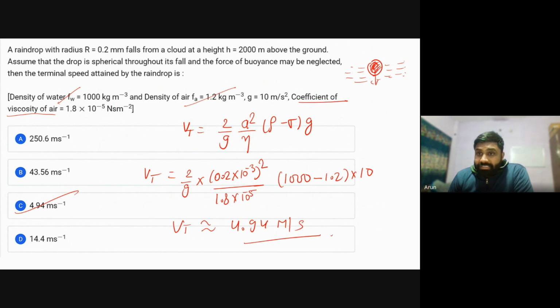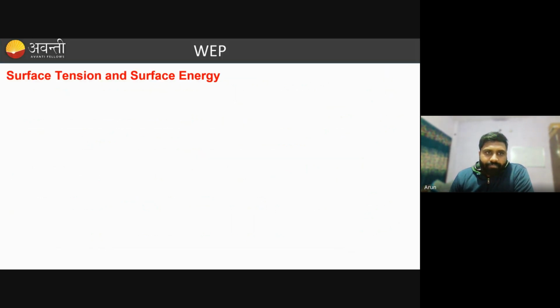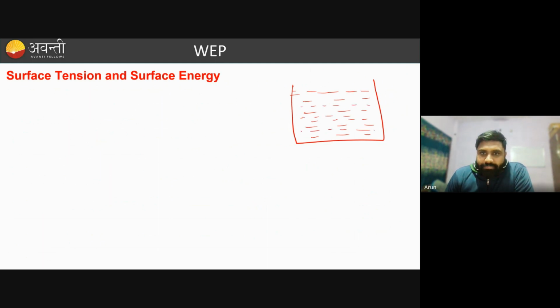How simple the question is if you just remember the formula. Now, surface tension and surface energy. What is surface tension? What is surface energy? We will understand this concept by this example. Let's say this container is filled with a particular type of liquid only, and this is applicable only for liquids, and I will tell you the reason behind it.